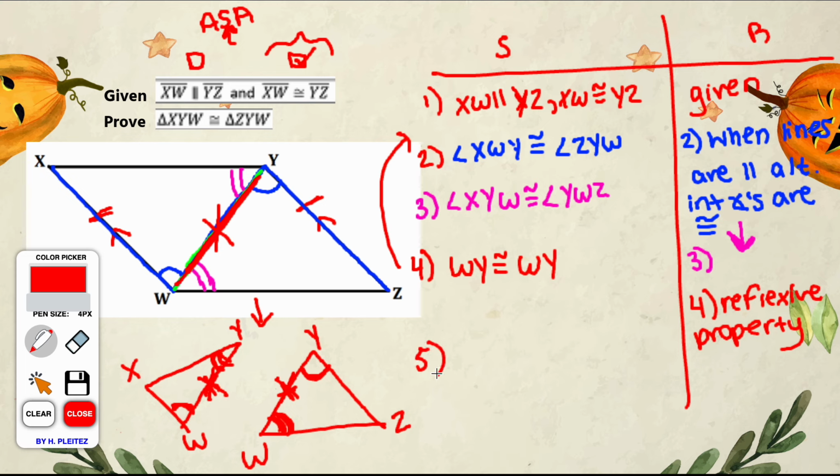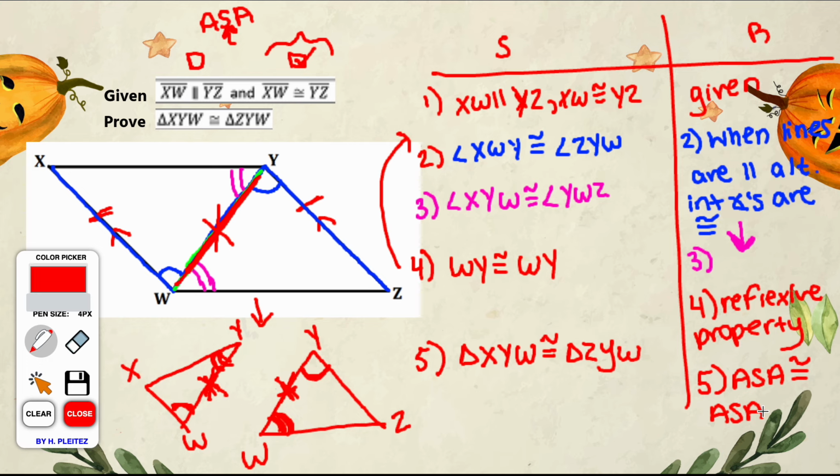So I can go ahead and use that theorem to say, hey, triangle XYW is congruent to triangle ZYW. And the reason is going to be the theorem that we're using. So we're using angle, side, angle. The angle, side, and angle of one triangle is congruent to the angle, side, and angle of another triangle.